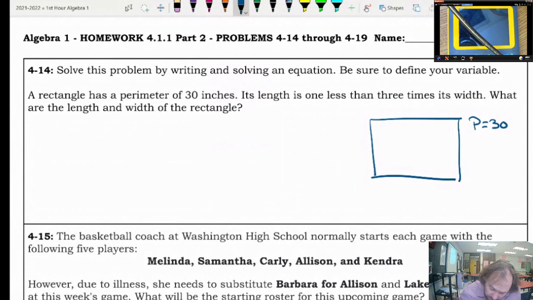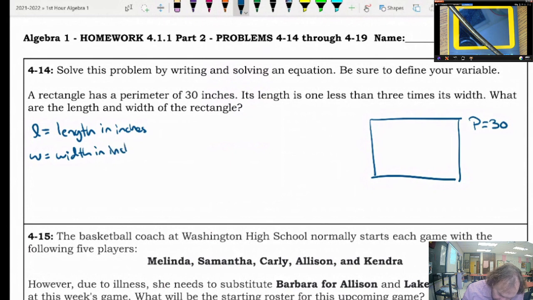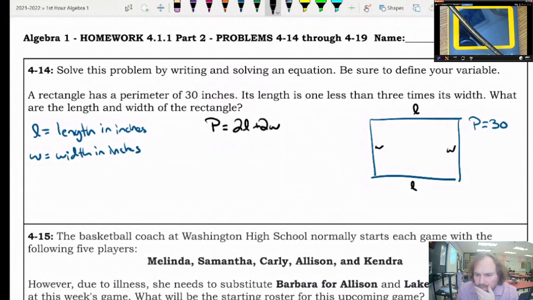Its length is 1 less than 3 times its width. So over here, we're going to say L is going to be the length. Let me try writing that word correctly. L-E-N-G-T-H. And we'll say in inches. And W is going to be the width in inches. Now this problem does require that you know what the perimeter of a rectangle is, which is 2 lengths plus 2 widths. If you put the length and the length and the width on here, that's how you build a rectangle. So you need to know that fact first of all.